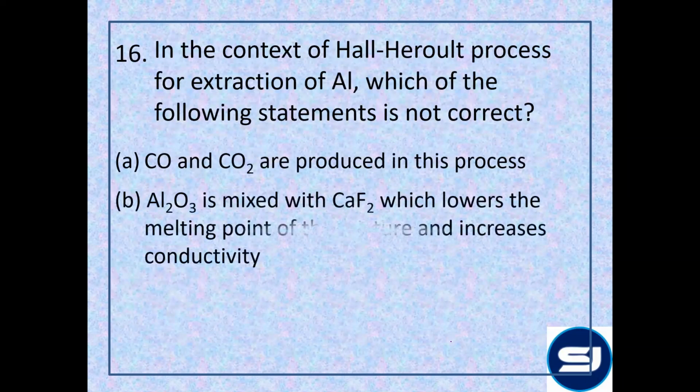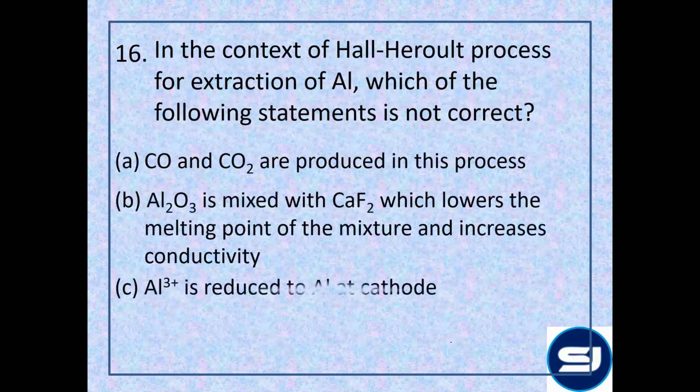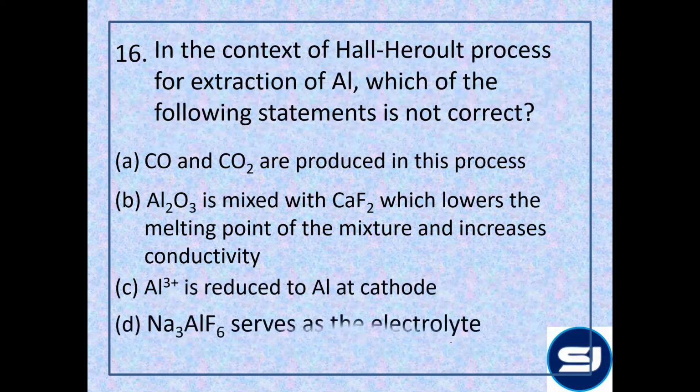In the context of Hall-Héroult process for the extraction of aluminium, which of the following is not correct? This is a question from the metallurgy chapter. Metallurgy has not been covered yet, so as of now you can skip this. But the correct statement, if you remember the Bayer's process well, then Na3AlF6 serving as the electrolyte is not correct. The alumina mixed with calcium fluoride and cryolite was used in the Bayer's process for the extraction. So the electrolyte Na3AlF6 does not behave that way.